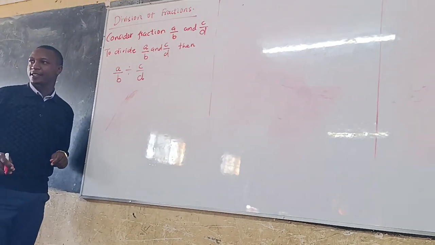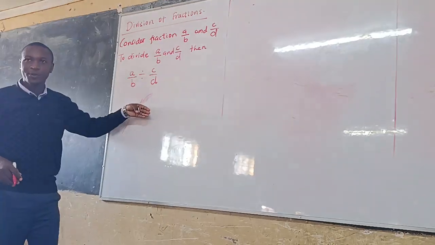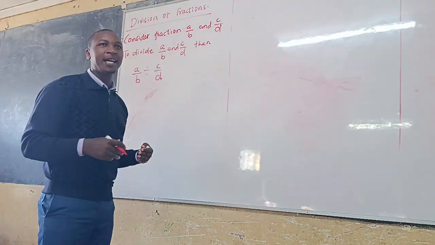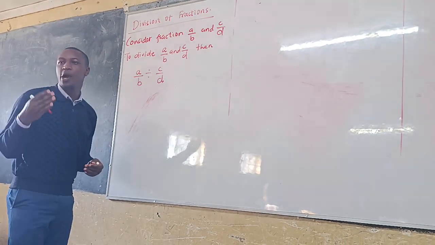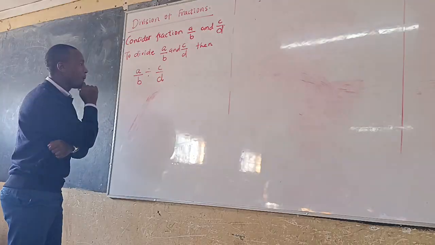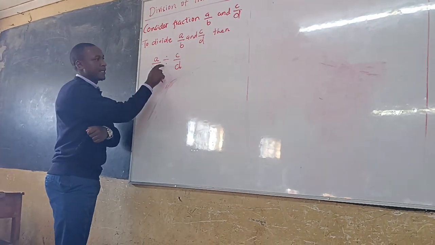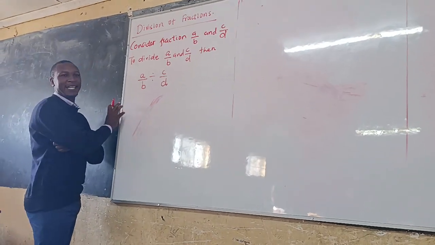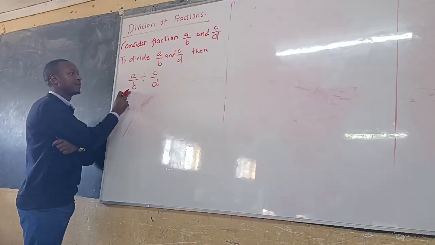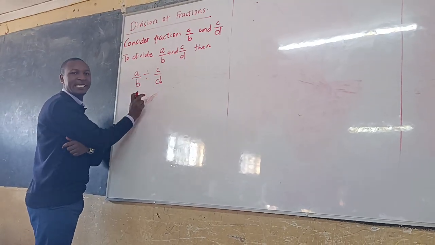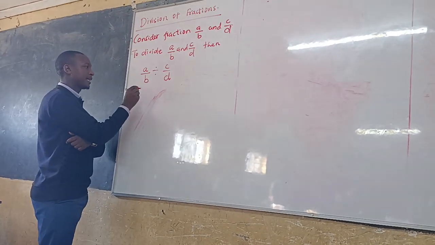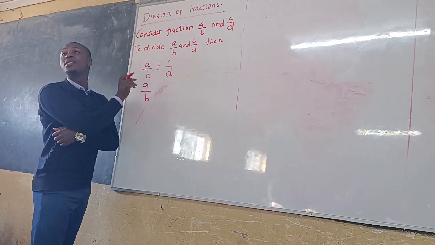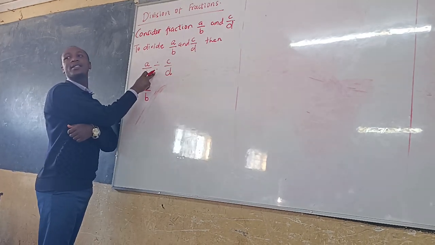Write very fast. These are small notes that you should always refer to. When you forget, you go back to these small notes and look at how we do division, how we do multiplication, and so on. So, in this case, for us to divide A over B by C over D, we take A over B, and then we replace division with what?